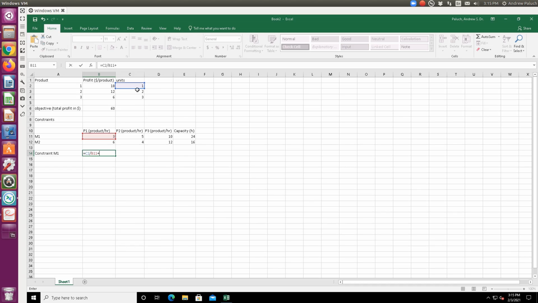Okay. So it'll be plus number of units of product 2 divided by the rate for product 2, plus the same thing for product 3. Bam. Okay, I'll get M2. So for machine 2, it's going to be the same thing. Number of units of each product type divided by the rate for machine 2. And then I sum those all up.